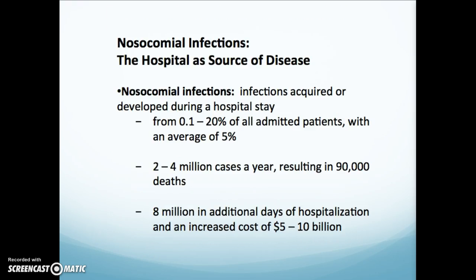So we also have something that is called nosocomial infections, and this is where the hospital is the source of the disease. And the big one here would be Clostridium difficile. If any of you have looked at the wiki, or perhaps that's your pet microbe, you know that that is one that is very common in the hospital. And on average, 5% of all admitted patients will end up with an infection that they've acquired from a hospital stay. Unfortunately, this can go to 2 to 4 million cases a year and up to 90,000 deaths. And this is a huge burden financially also.